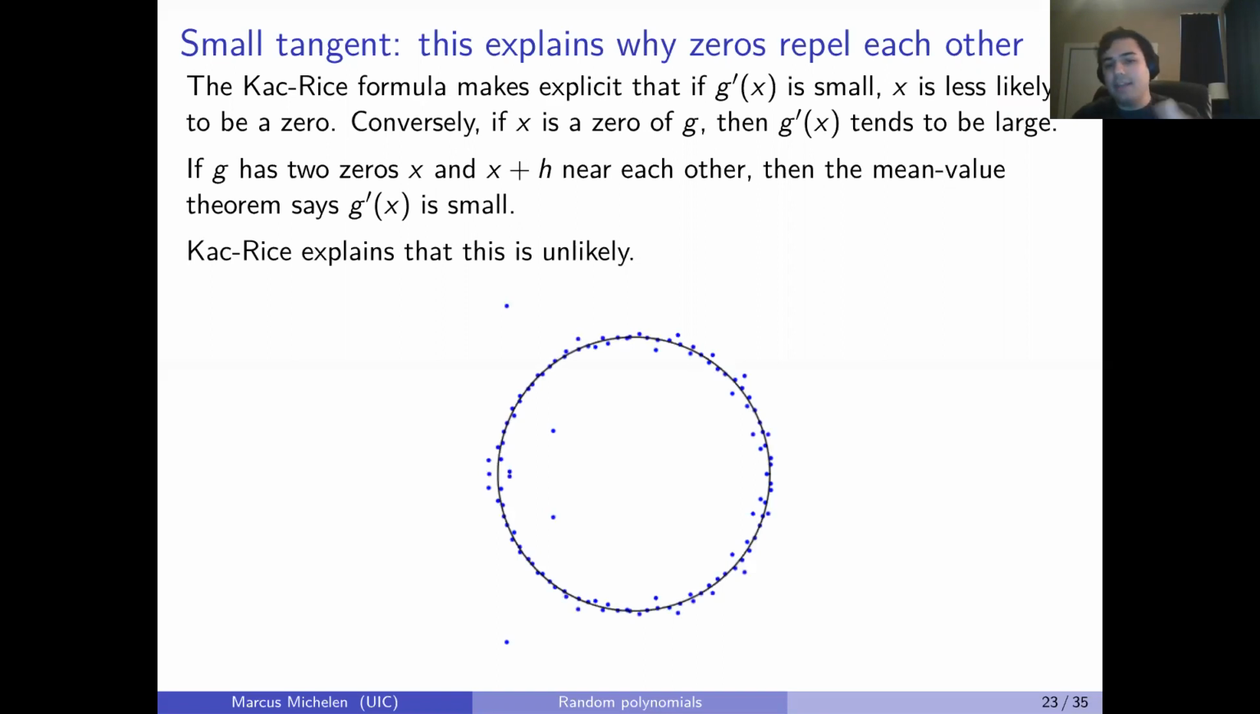And this is why we get this nice repulsion when we look at images of zeros of random polynomials. So I explained this in a one-dimensional case, and this picture is a two-dimensional case, but the same story still holds true there. So we have this repulsion between roots of random polynomials just because of this fact that at zeros, the derivative wants to be big.